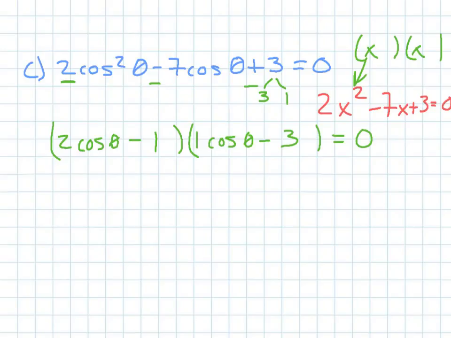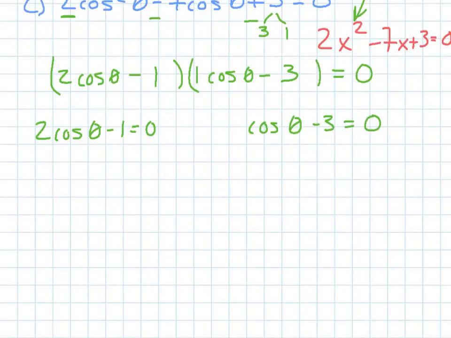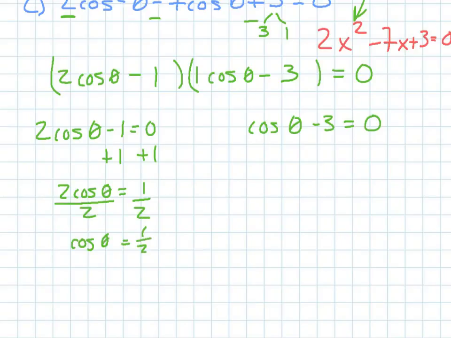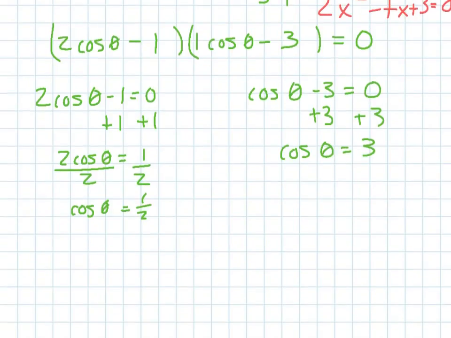Now the next step is to set them both equal to 0. Then you have two equations to solve, so that means you may have multiple answers. For this first equation, I'll add 1 to both sides, divide by 2, cosine of theta equals 1/2. On the right one, you would add 3 to both sides, so you get cosine theta equals 3. Now think about your solutions.